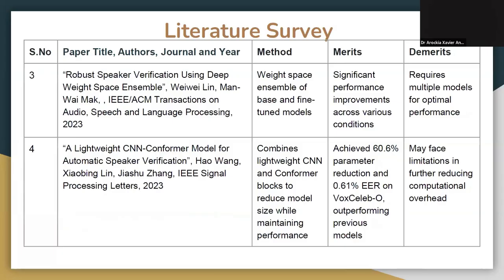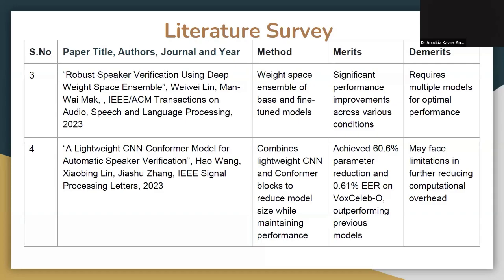The other paper, robust speaker verification using deep weight space ensemble. Here the weight space ensemble of base and fine-tuned models is required. This has significant performance improvements across various conditions as well. So the voice is now traced with multiple models, and the ensembling of that using the weight space is giving a robust and improved model. But it requires multiple models, since it is having non-sampling for optimal performance.